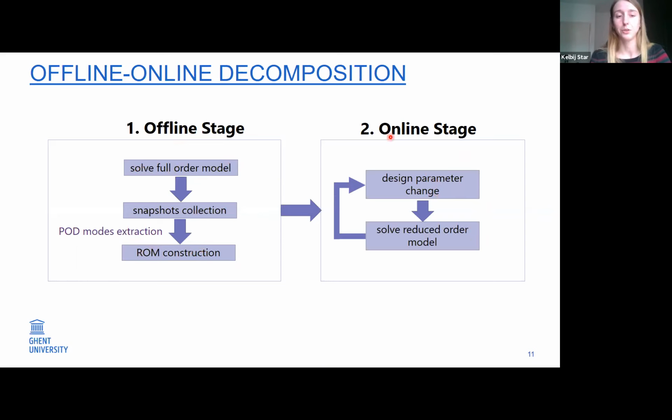So you run the reduced order model maybe 100 times, and you don't go back between the stages. Once you're done with your reduced order model, you want to use it. And this decomposition is necessary to keep the reduced order model process efficient.